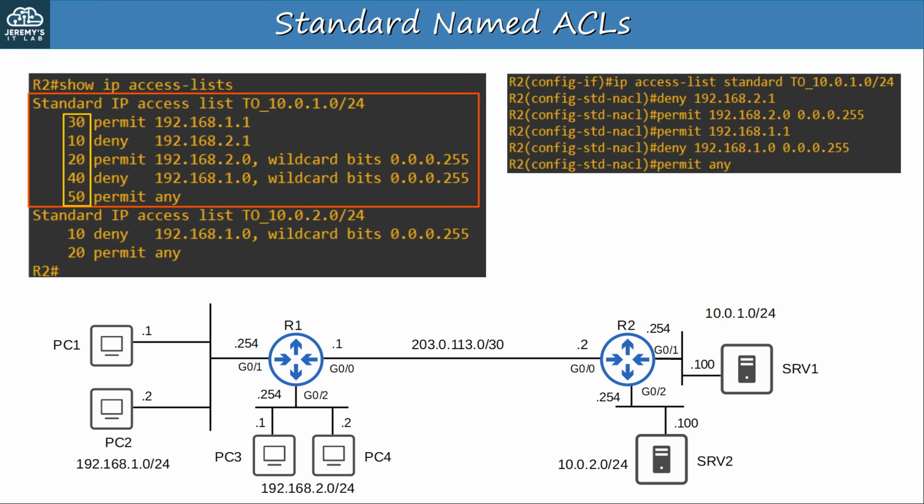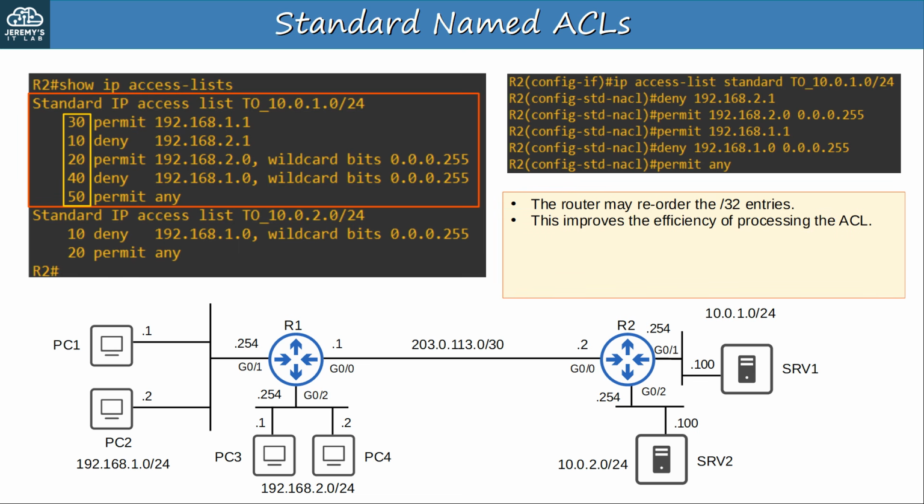Why is that? This is a very advanced question about the internal operations of Cisco IOS and how ACLs are processed. You definitely won't find this on the CCNA exam, but let me briefly summarize it. The router may reorder the /32 entries, the entries that match only a single specific host. This improves the efficiency of processing the ACL. However, it does not change the overall effect of the ACL.